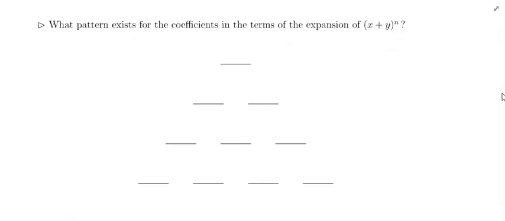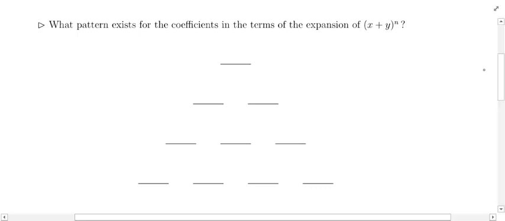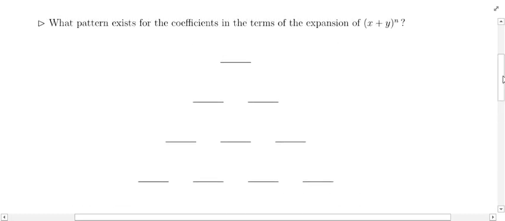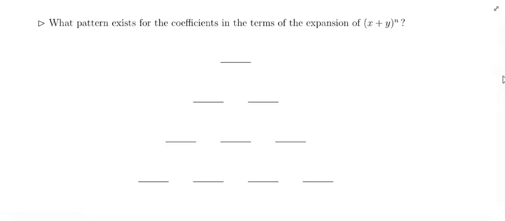The next question says, what pattern exists for the coefficients in the terms of the expansion of (x + y) raised to the nth power? So now it's asking about coefficients. And if you notice, I have this triangle. The triangle consists of a bunch of blanks. We're going to go back to our expansions starting with (x + y) raised to the 0 power, and we're going to go all the way down and write the coefficients, the numbers that we see.